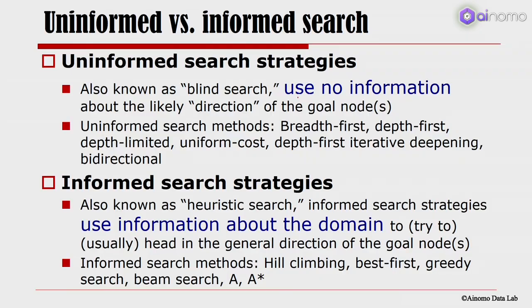Informed search methods and uninformed search methods are distinctly different only in either the use of no information or the use of information about the domain. A few of the uninformed search methods are breadth first search, depth first search, depth limited search, uniform cost, depth first iterative deepening, and bidirectional search. We will look at a few of them today. In informed search, we have hill climbing, best first, greedy search, beam search, A and A star, which we will look at in the next lecture.